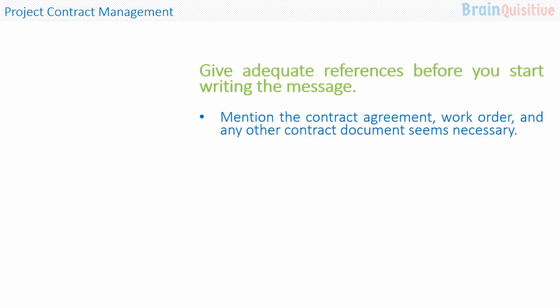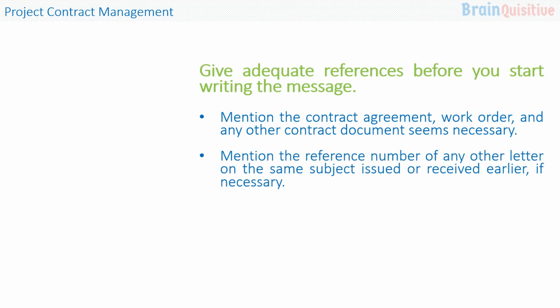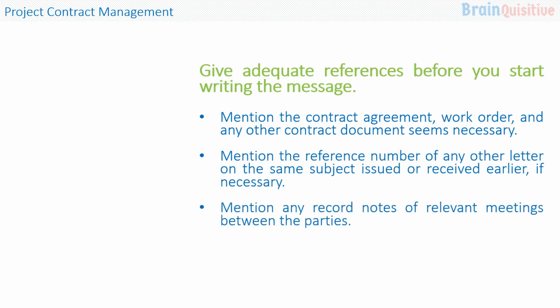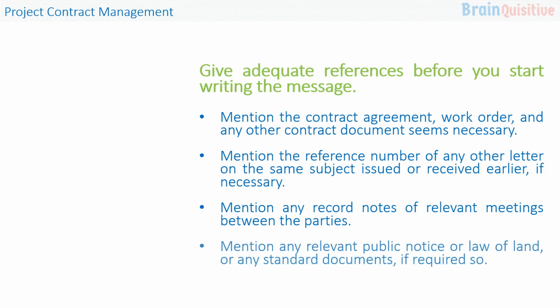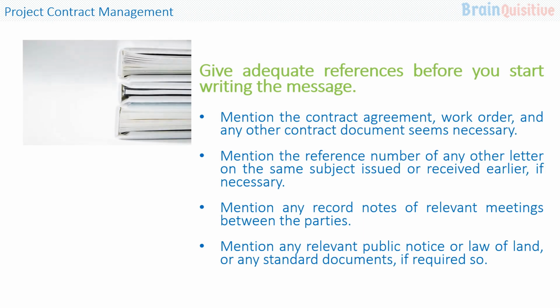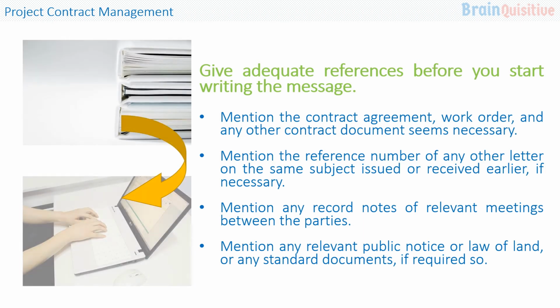Give adequate references before you start writing the message. Mention the contract agreement, work order, and any other contract document that seems necessary. Mention the reference number of any other letter on the same subject issued or received earlier if necessary. Mention any record notes of relevant meetings between the parties. Mention any relevant public notice or law of the land or any other standard document if so required.